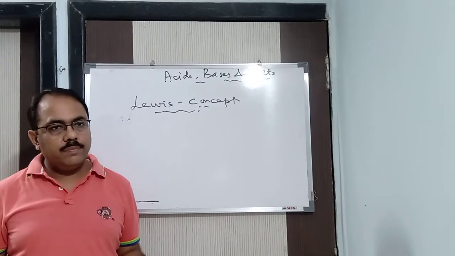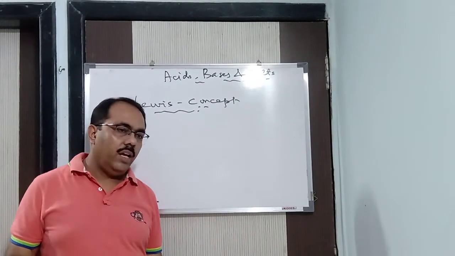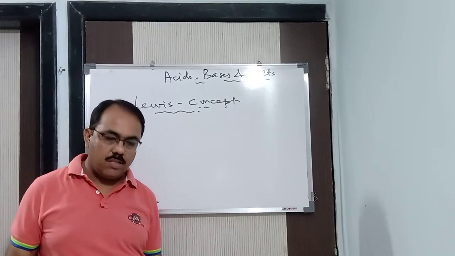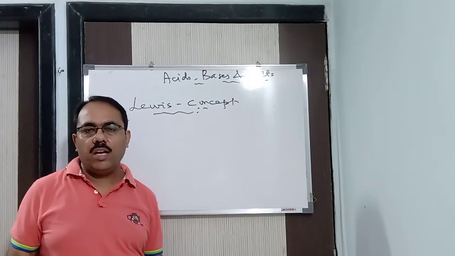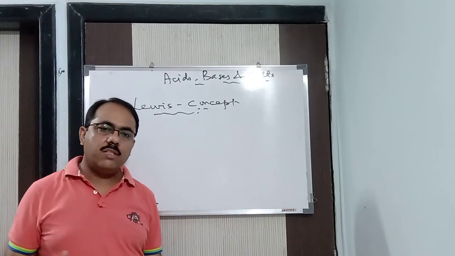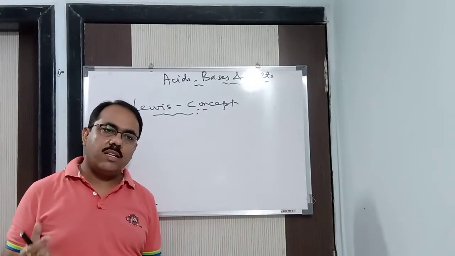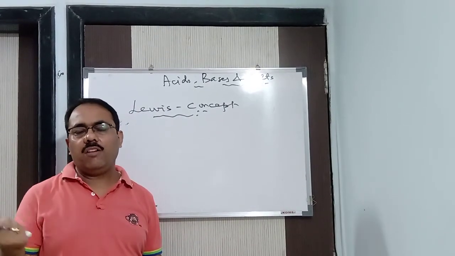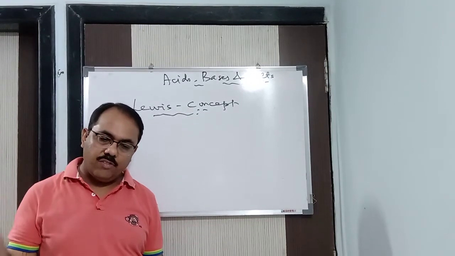So what is an acid? According to Lewis, the substances which accept a pair of electrons are known as acids. Again I repeat, the substances which accept a pair of electrons. Got it? That is known as an acid, and the one which donates a pair of electrons is known as a base. So we have Lewis acid and Lewis base.